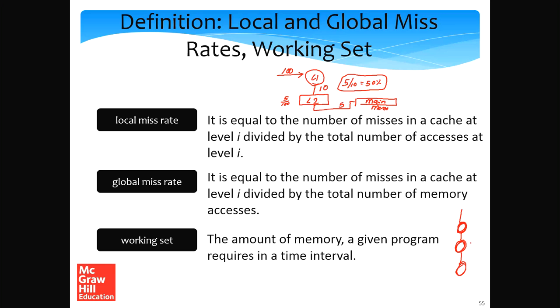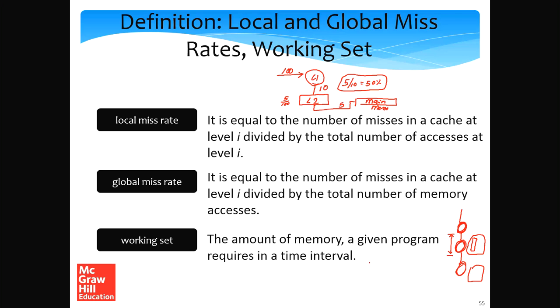So maybe in this part, we will access one array or a group of arrays. For a certain fixed period of time, we'll be accessing some data. Again, we'll move to another part of the program, we'll be accessing some other data. So in a given time interval, the amount of memory that a program accesses is called a working set. It's called the working set of the program at that particular point in time.